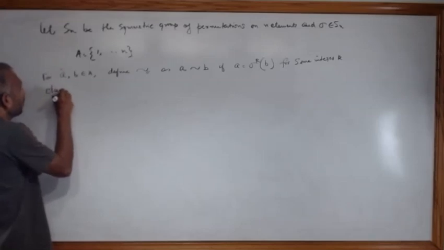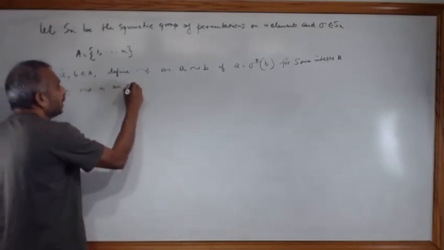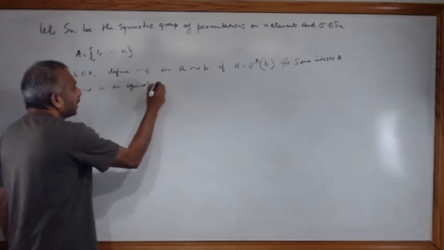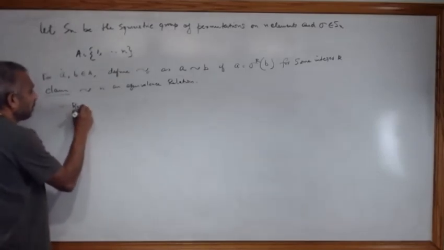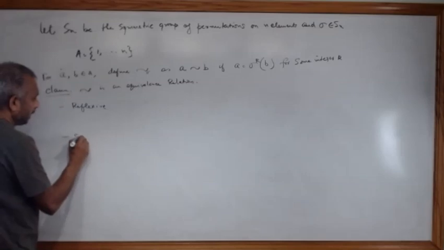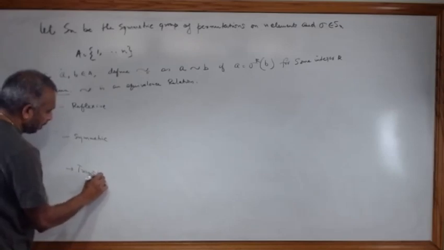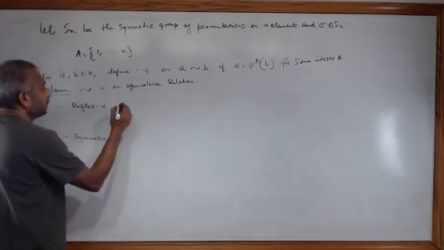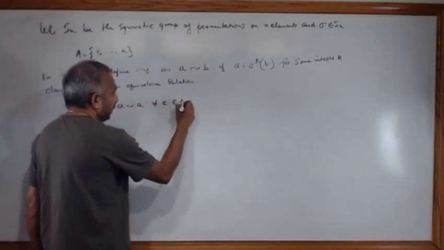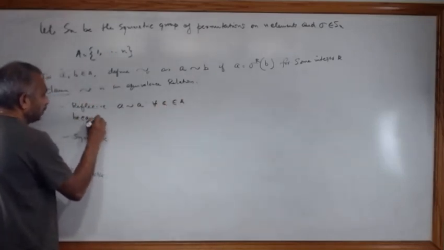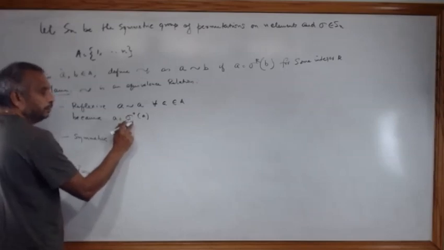Now our claim is the relation is an equivalence relation. And that means it is reflexive, it is symmetric, and it is transitive. Reflexive means a is related to a for all a in A. This is because a is equal to sigma 0 of a, and sigma 0 is the identity map, the identity permutation.